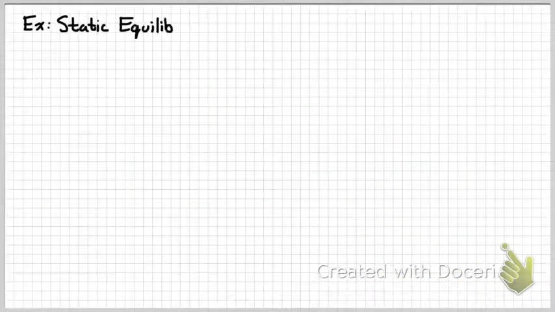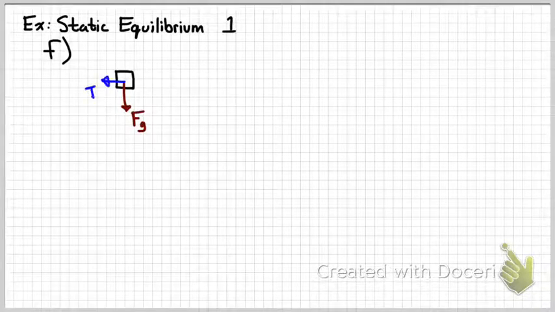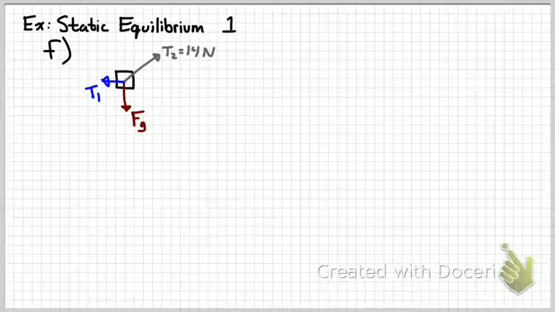Again, on the first page, let's look at example F. In example F, your free body diagram looks like this. You know that the angle between that string and horizontal is 45 degrees, and you know the tension in the string is 14 newtons. Your job is to figure out what the other two forces are.